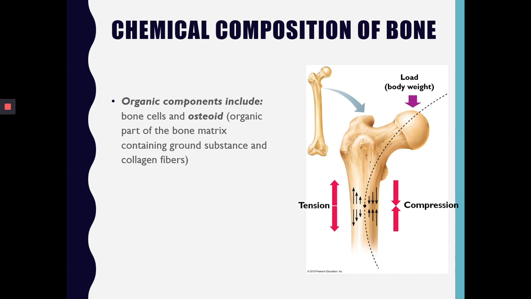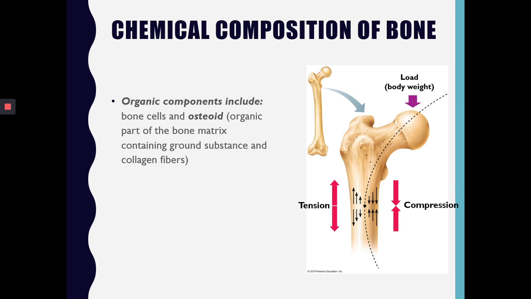When we talk about the organic substances, these include the bone cells and the osteoid. This is basically the bone matrix itself, which is where we have the ground substance and the collagen fibers. When you think of organic components, think of components associated with living tissue and living cells. The cells are living. The fibers are not, but the fibers are made by the living cells, and this is a general component of what we discussed when we talked about connective tissue.